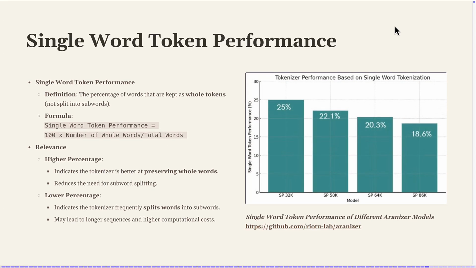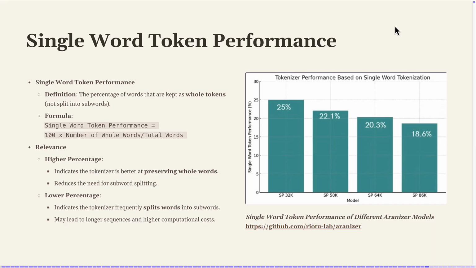Another performance metric is the single word token performance. The definition is the percentage of words that are kept as whole tokens, the ones that are not split. There are words that were not split, so we take a percentage: number of whole words divided by total number of words. So the token is a word that was not split. Maybe you have root words repeated many times, so they stay as a token and the word is not split. Here you can find it based on the tokenizer size. Here we have 25% against 18%.